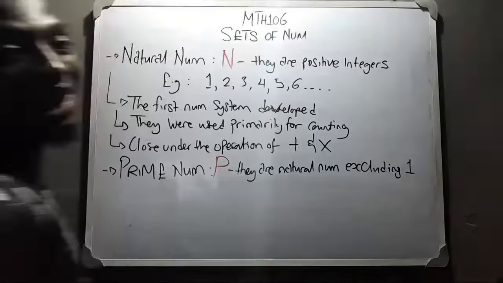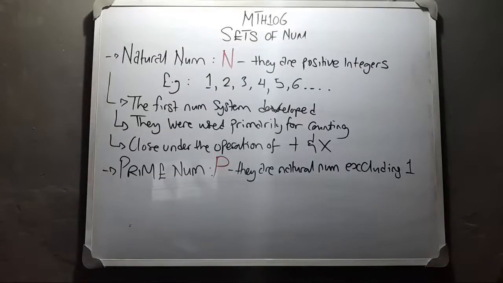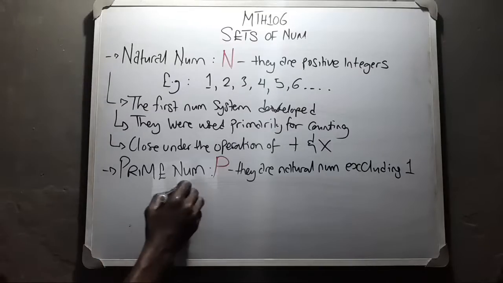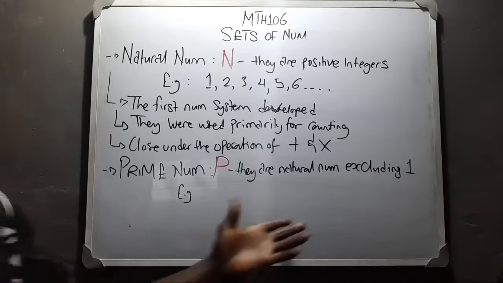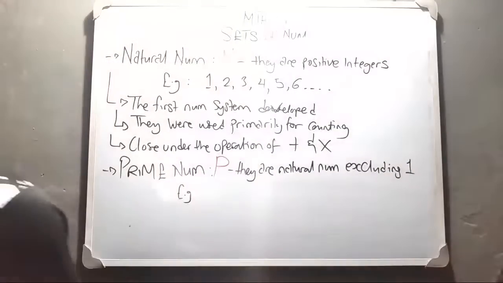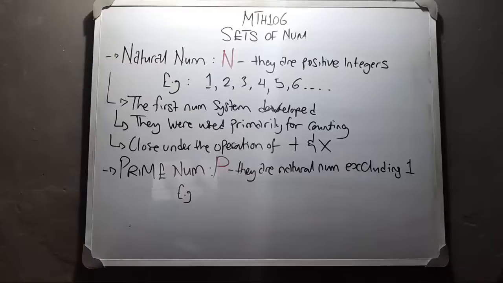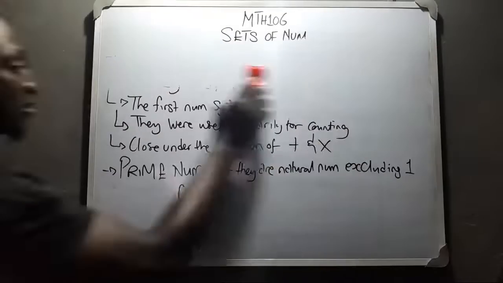So when we say natural numbers excluding 1, please can you give me examples of prime numbers? What are the examples of prime numbers? Very quickly, please. Let's get this rolling while I erase the board and get ready for irrational numbers. So what are the examples of prime numbers, please?